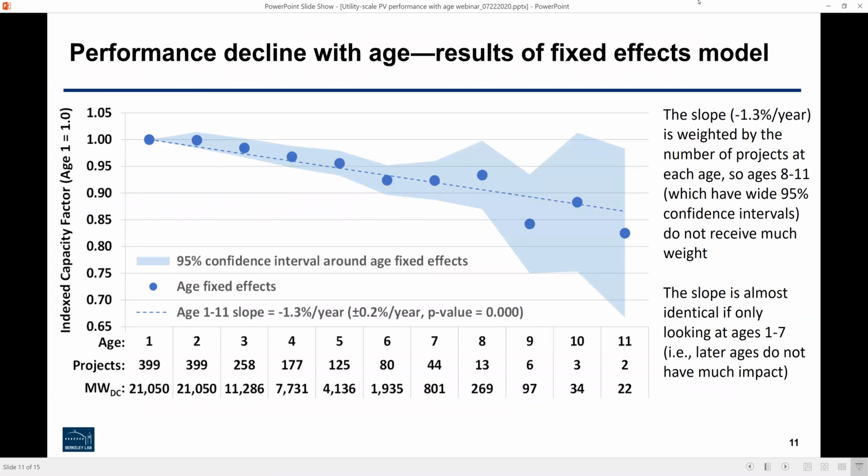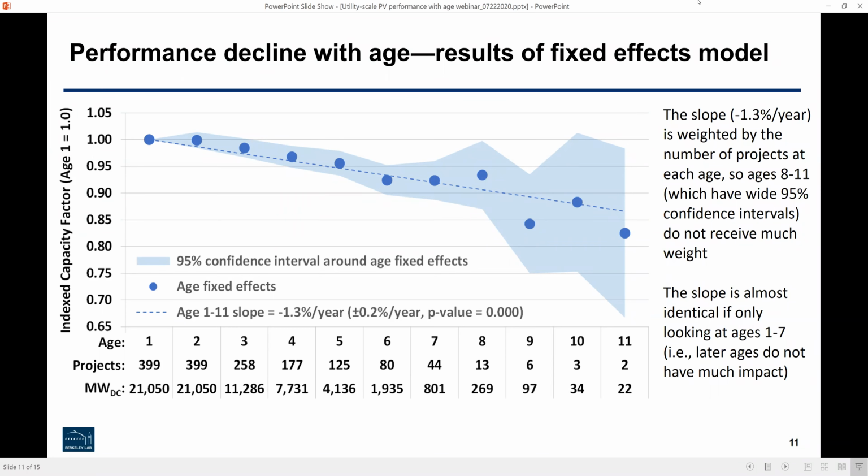Okay, here we see the results of the model. The blue dots represent the age fixed effects for each age 1 through 11. The shaded blue area represents the 95% confidence interval around those age fixed effects. And you can see that the confidence interval widens out quite a bit as sample size declines for ages 8 through 11. And then the blue dashed line is a best fit line that is weighted by the number of projects at each age. And that simply means that the older plants with the wider confidence intervals don't have as much influence on the slope.